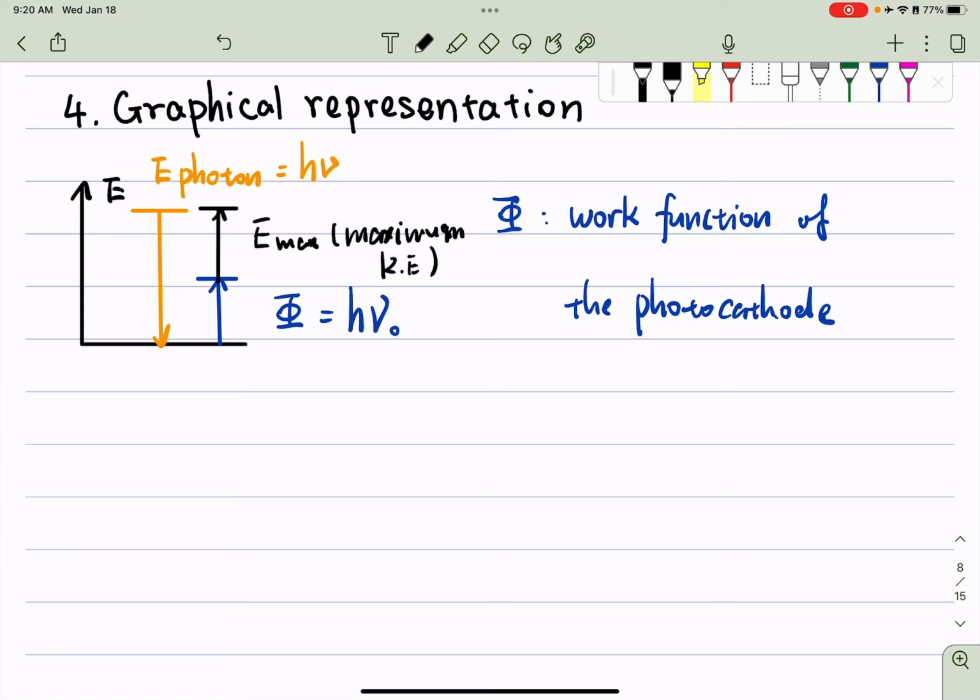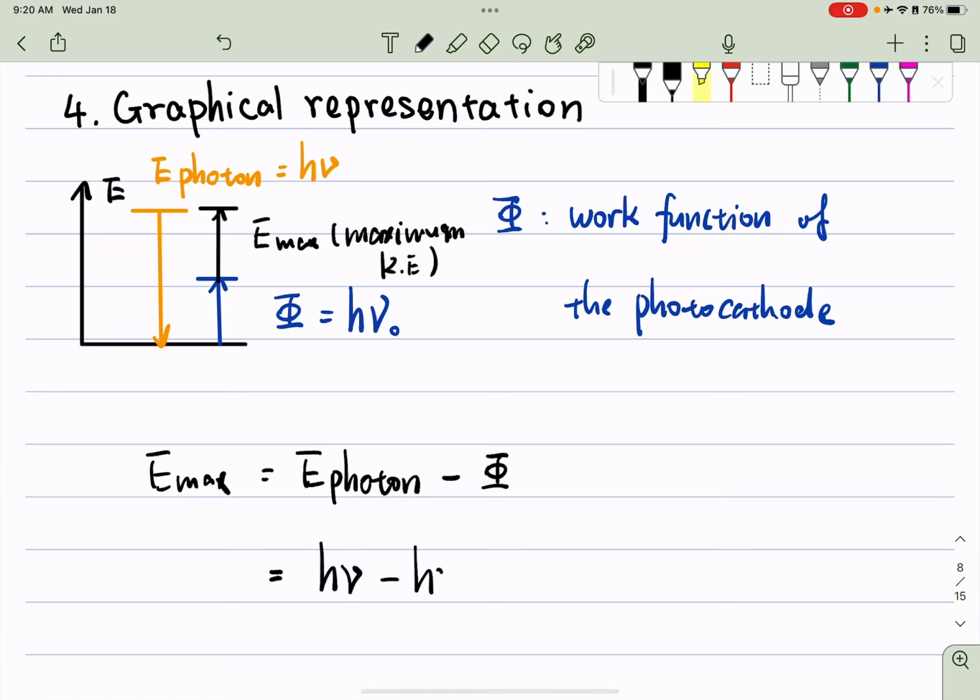So if you write it out, our Emax equals E photon minus the work function, which is why Emax is a function of h mu minus h mu naught, or the Planck constant times mu minus mu naught.